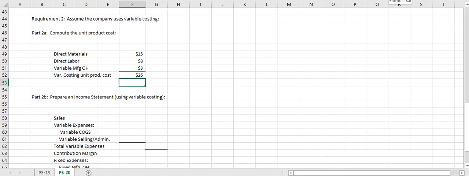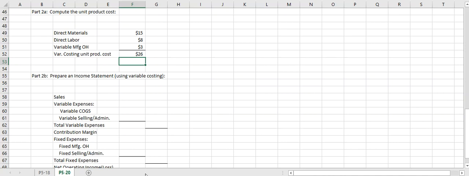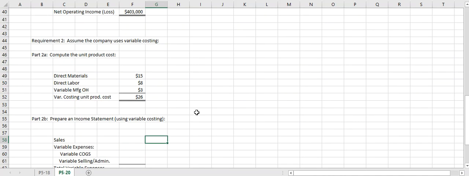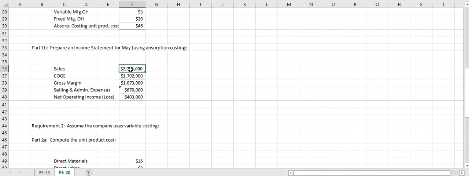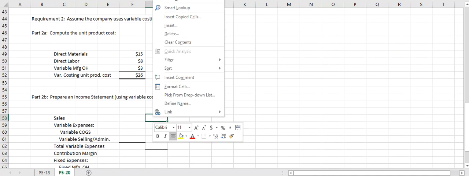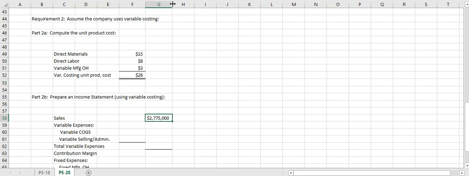And then it says part 2B, prepare an income statement using variable costing. So let's see, we have sales, we have some variable expenses, then we're going to list our fixed expenses, and then finally come up with a net operating income. So you can calculate the sales again, but under either method the sales are going to be the same. So I'm just going to copy and paste. All right, so our sales are still $2,775,000.